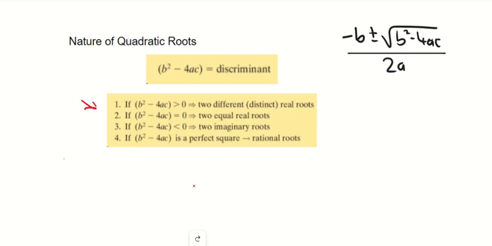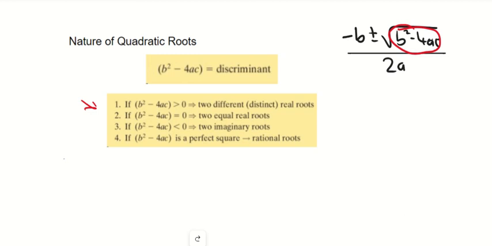If b squared minus 4ac is equal to 0, the second one, imagine if in here you got 0. Then that would get rid of the plus minus, and all you're left with is minus b over 2a, because it would just be plus or minus 0, so it wouldn't actually give us two values. So that's why there are two equal roots.